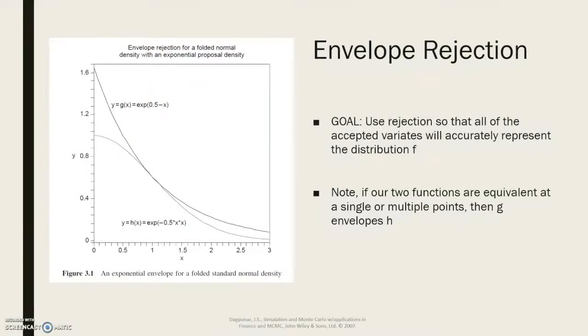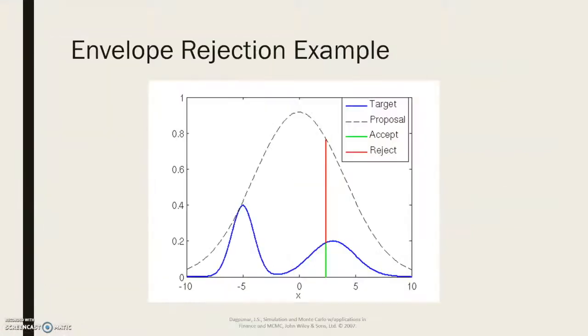So here we can see envelope rejection on a chart. So we have our g of x and our h of x. And as you can see, both of the functions will intersect one another in various places. So the goal is to use rejection so that all of the accepted variates will accurately represent the distribution f. Now note if our two functions are equivalent at a single point or multiple points, and as we can see they are in this area right here, then g envelopes h.